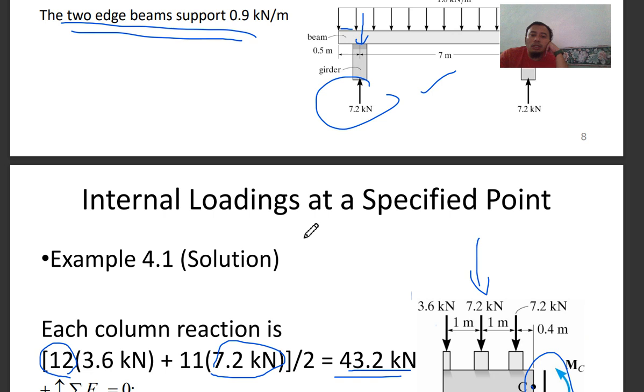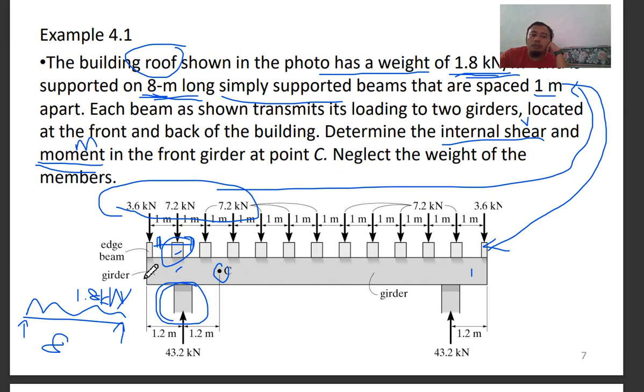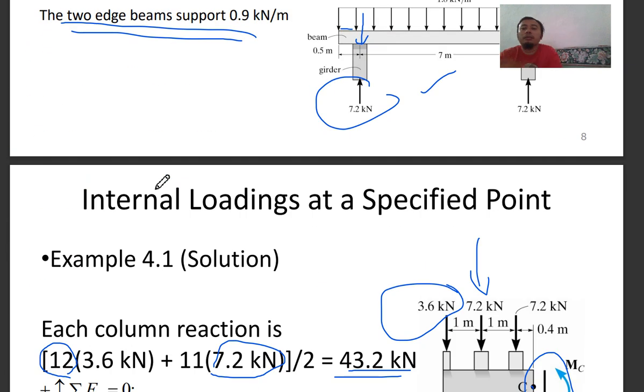But the one that is different is this one, 3.6, because it is at the leftmost or the end beam. So the beam here would carry a shorter, like half of the roof, half of the roof here. So this here will be 1.8 times 0.5, because the length here is 0.5. I think that is the most tricky part. And then that will be straightforward.